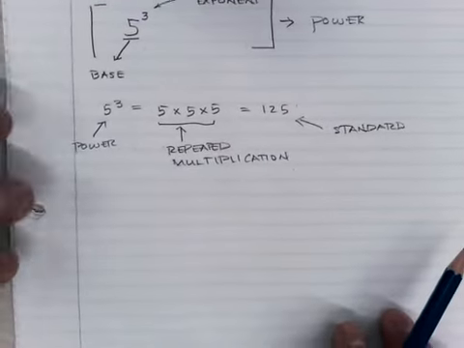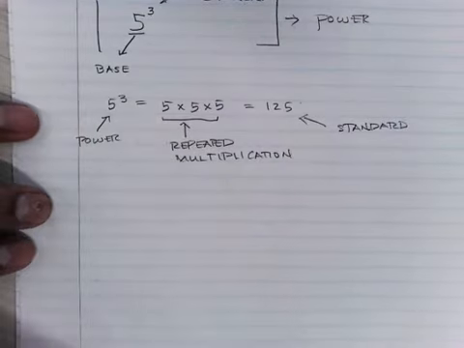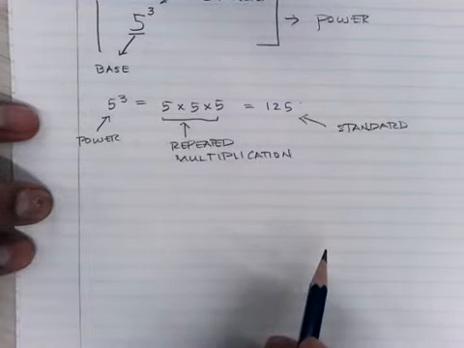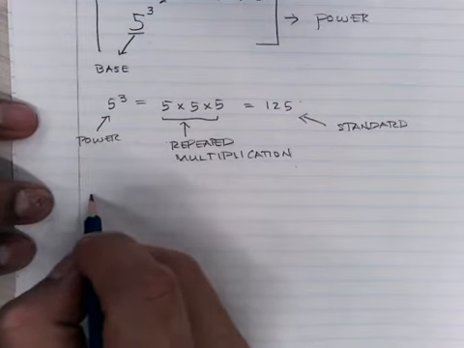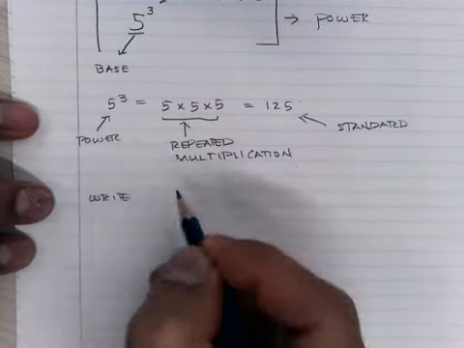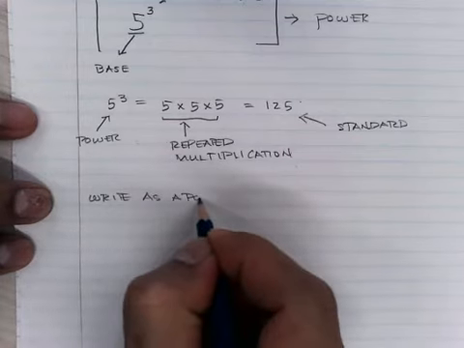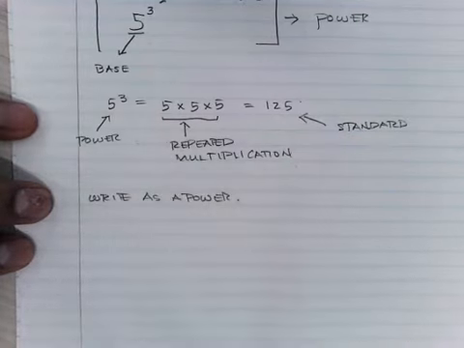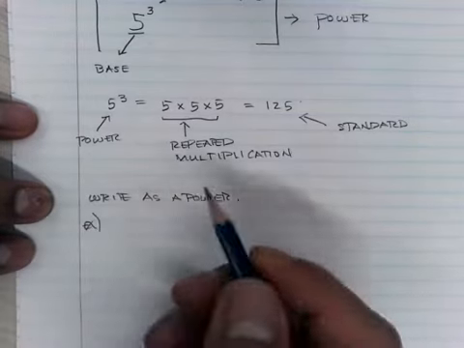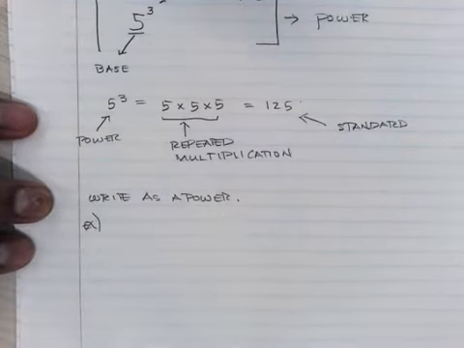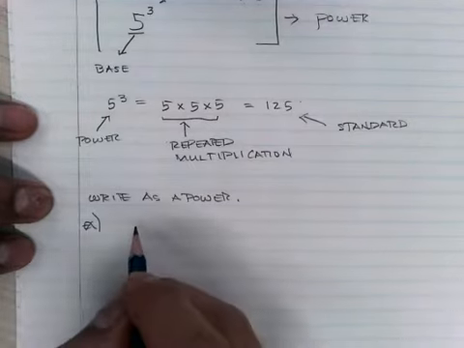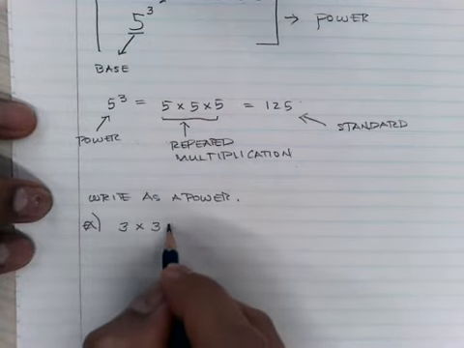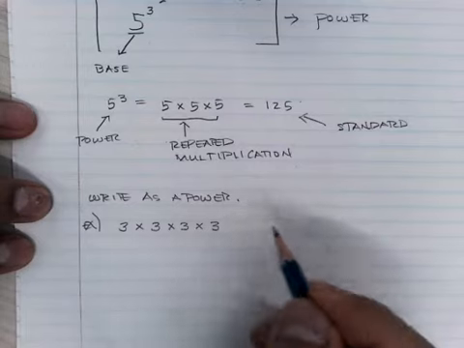Let's look at some other examples then. Write as a power. So this is your instruction. Let's say this is your first example. By the way, these examples I'm using are from the textbook, and I will also share the unit from the textbook and upload it in the Google Classroom so you can see it there. So how do you write this repeated multiplication as a power?